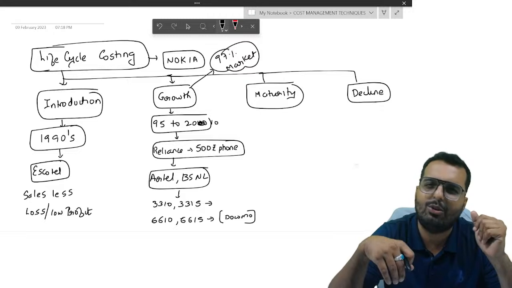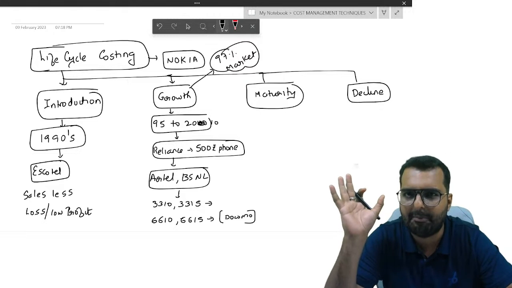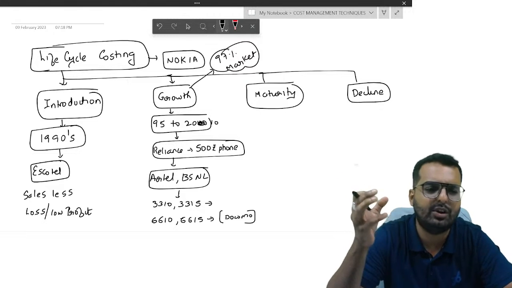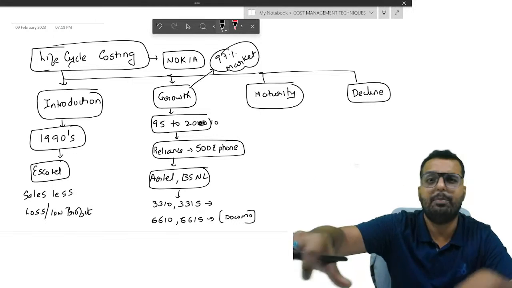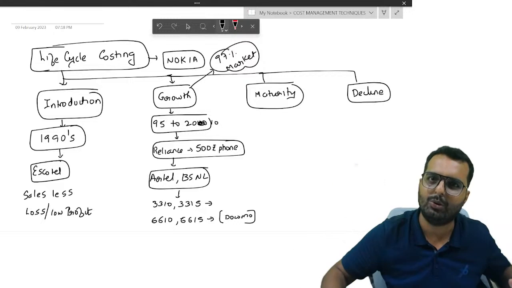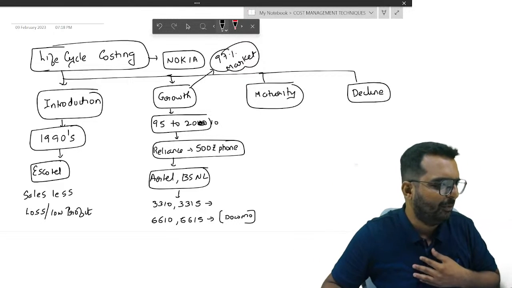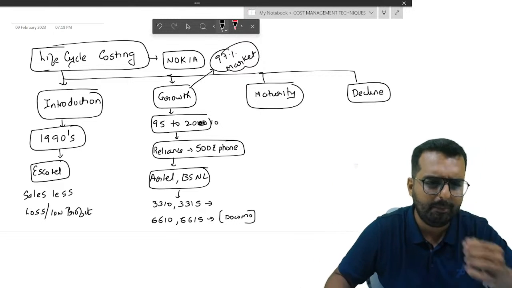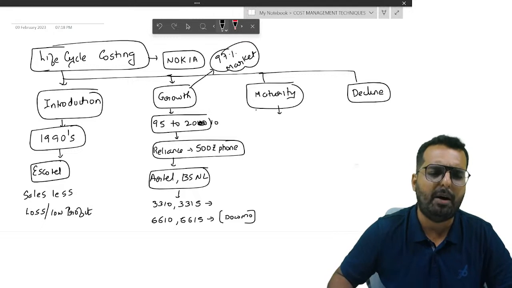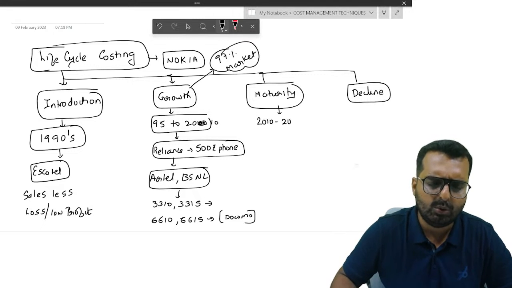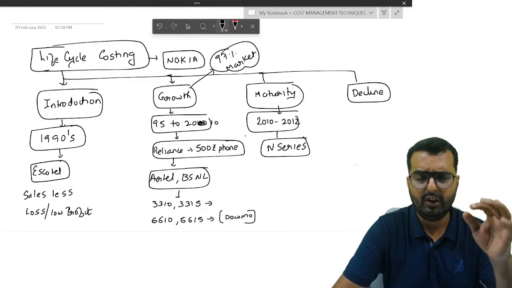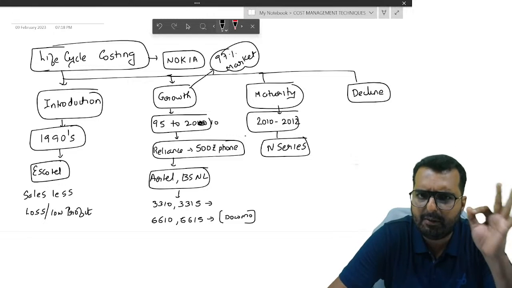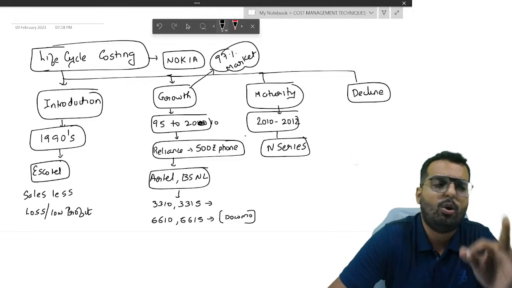They took an insurance on this, and some Tokyo-based company ended up paying a huge insurance compensation to Reliance. Reliance became safe. That insurance company shut down after paying to Reliance the money that they were supposed to pay. That's a different story altogether. Then came the maturity part. 2010 to 2012 time, they came up with another model called N series. This was the final peak model that Nokia had launched.